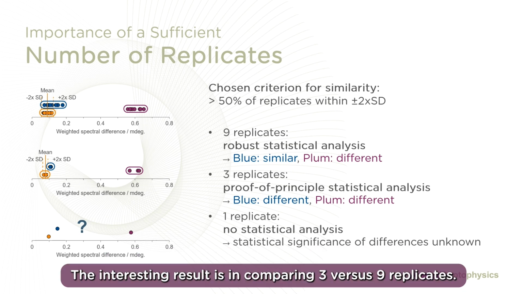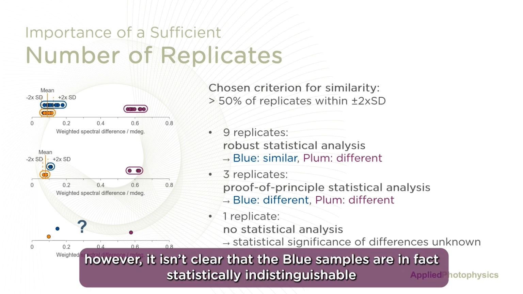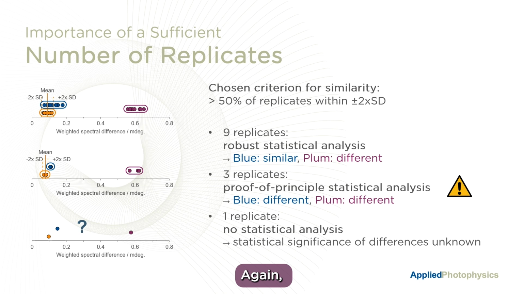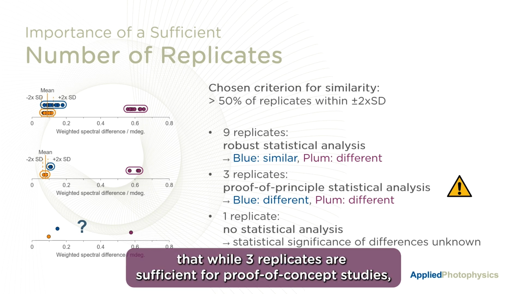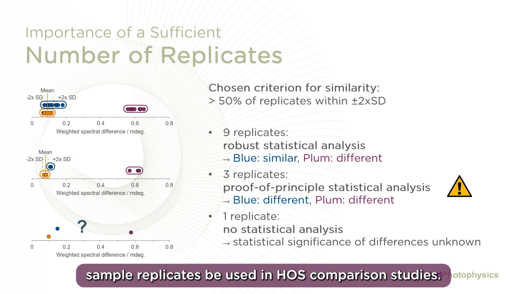The interesting result is in comparing 3 versus 9 replicates. The plum samples are clearly different in both cases. However, it isn't clear that the blue samples are in fact statistically indistinguishable from the orange reference samples until enough replicates were run. Again, this is why we recommend that while 3 replicates are sufficient for proof of concept studies, at least 5 to 6, and ideally more, sample replicates be used in HOS comparison studies.